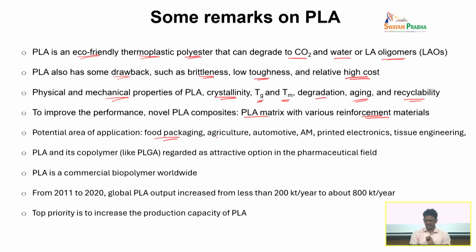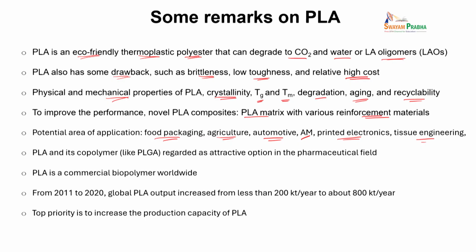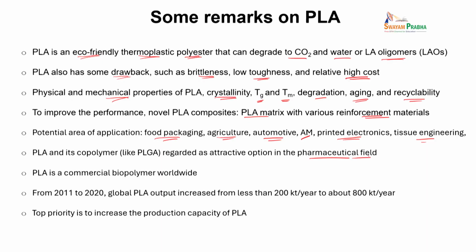PLA seems to have a very large range of applications, including food packaging, agricultural mulch films, automotive products, additive manufacturing like 3D printing applications, printed electronics, tissue engineering, and so on. Another upcoming area for PLA is to make a PLA-PLGA copolymer. This PLGA is biocompatible, so that you can use it in the pharmaceutical field also. It's an upcoming area.